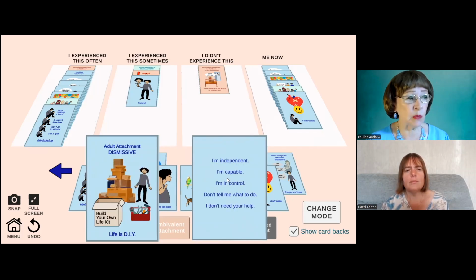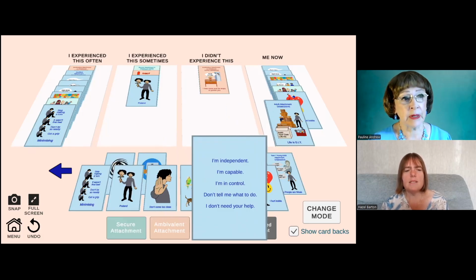Life is DIY. So definitely go in the me now if your core style is avoidant. I'm independent, I'm capable, I'm in control. Don't tell me what to do. I don't need your help. Life is DIY. Would you identify with that in your present behavior? Yeah, no, I certainly would. That's me now.